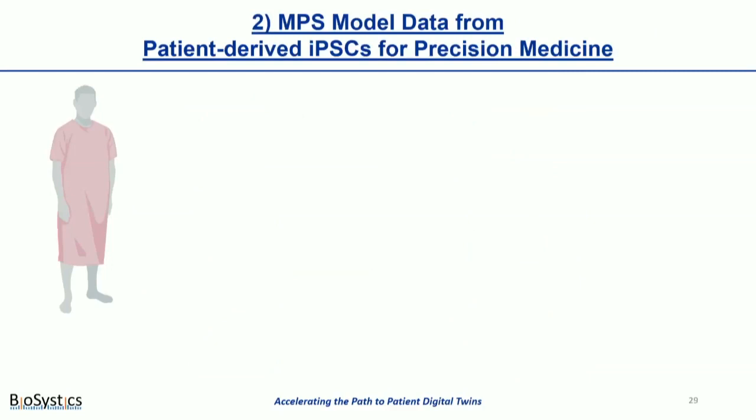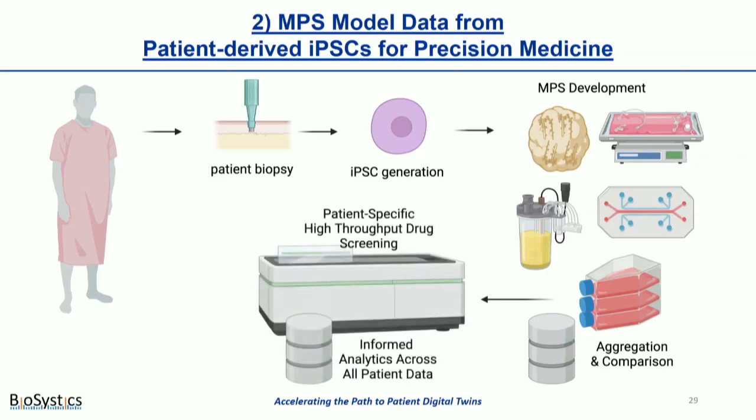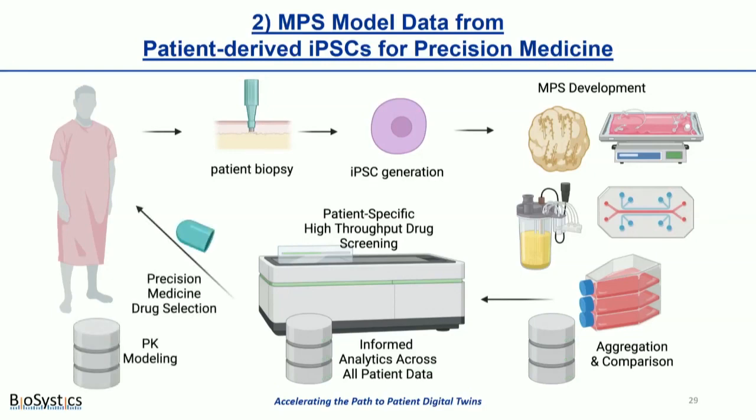There's also great relevance in the precision medicine space: generating patient-derived iPSC lines and generating multiple different MPS models, and not only being able to use some kind of analytics platform to compare the different MPS models themselves, but to use each of those in a high-throughput drug screening context to understand, okay, maybe this specific MPS works much better for this specific disease application and this specific set of compounds, in conjunction with some of the PK modeling that exists in the BioSystics Analytics Platform, to say, okay, for this patient, this is actually the best drug that can be used for this specific clinical setting.